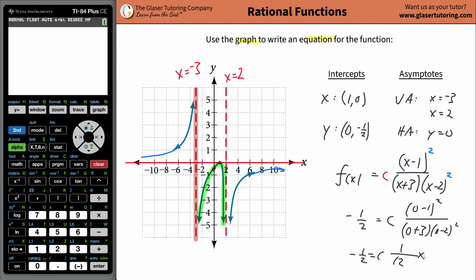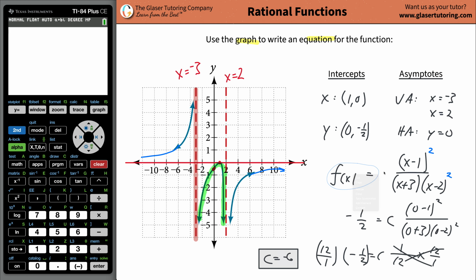Since you've got to get rid of the fraction, multiply by its reciprocal on the right. Whatever you do on the right, you better do on the left. Now you're going to multiply these two things. So 12 times negative 1/2 is going to be negative 6. So the constant here is going to be negative 6. Now go back to your original function and plug in a little negative 6. And that's now good to go.